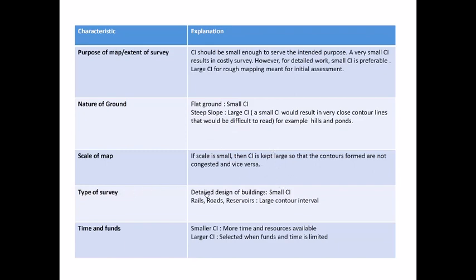Type of survey, for example for detailed design of buildings. Like we discussed before, the more details you want, the smaller will be the contour interval, and the fewer details you want, the rougher you want it to be, you'll choose a larger contour interval. Time and funds: again, a smaller contour interval means more time and more resources will be required. And for larger contour intervals, you will need less time and fewer funds.